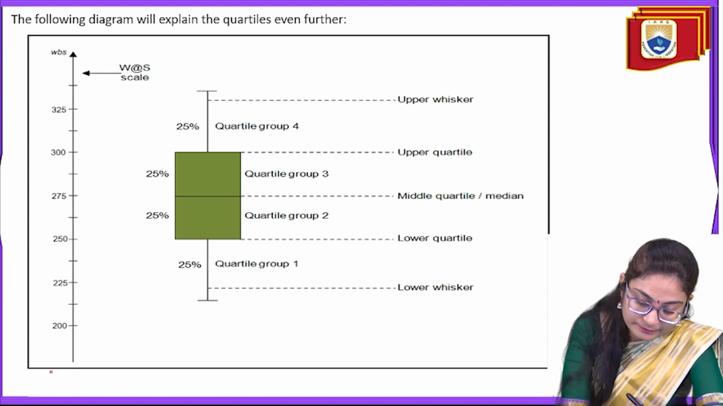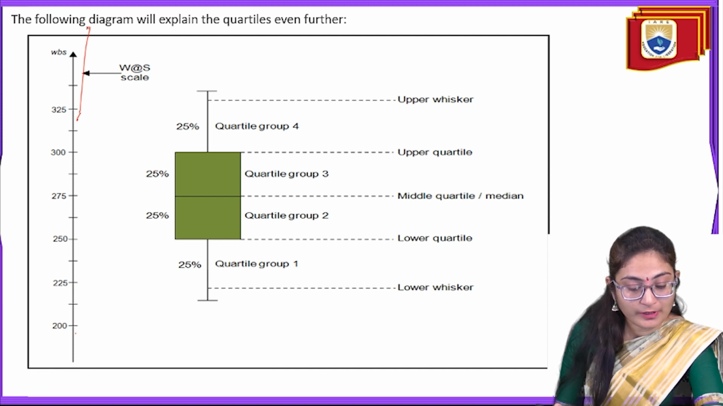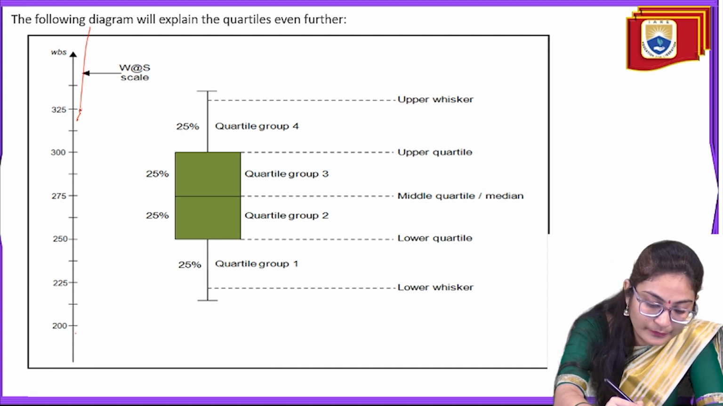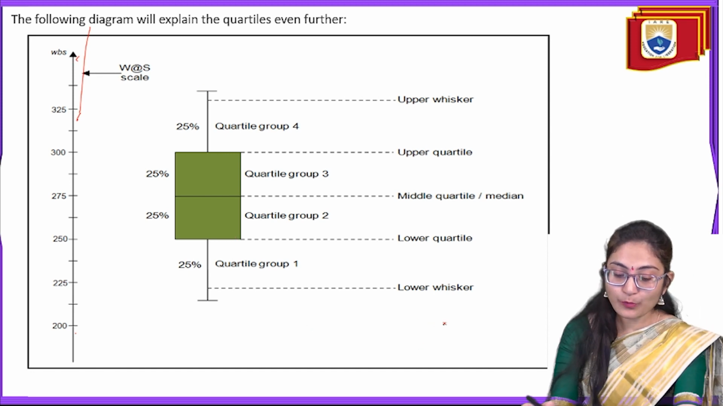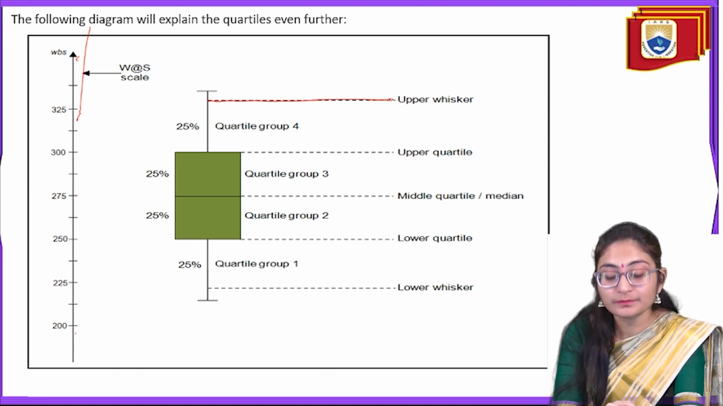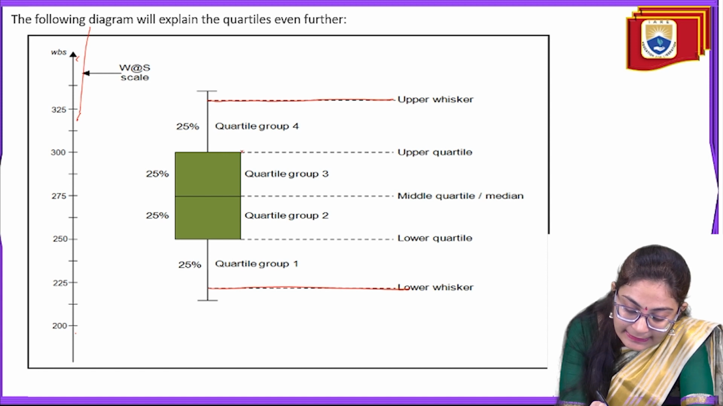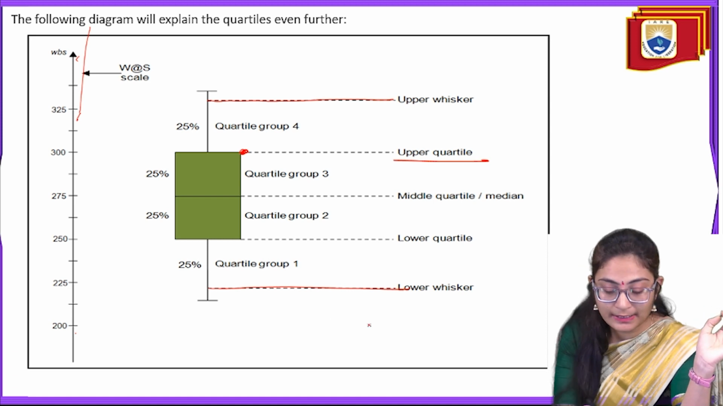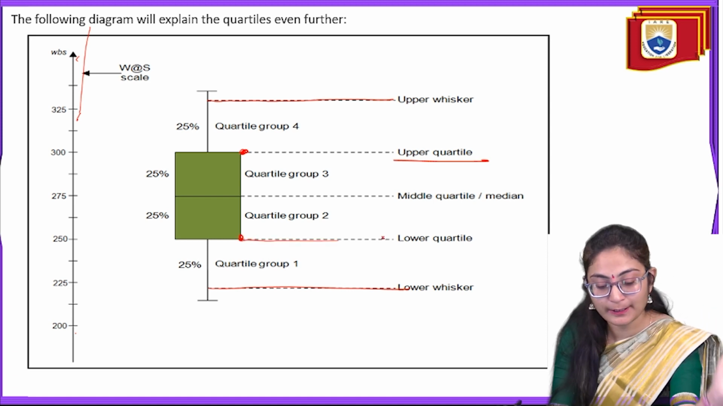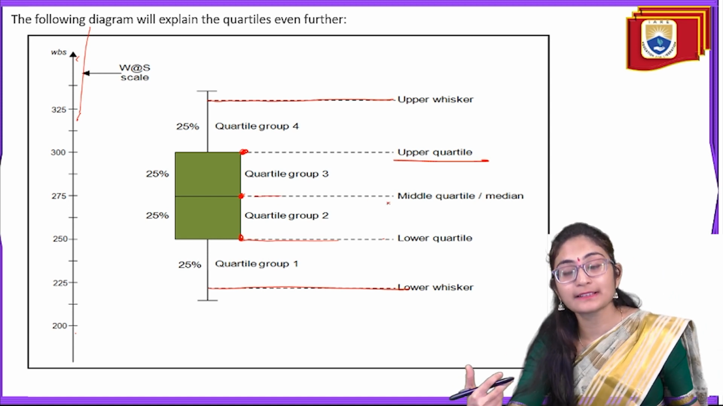Here the range is from 200 to more than 325. We can consider 375. So here, this is your box plot. In the box plot, this is your upper whisker and this is your lower whisker. This point is showing your upper quartile and this point is showing your lower quartile. This point is showing your middle quartile. That means we can say it is the median.